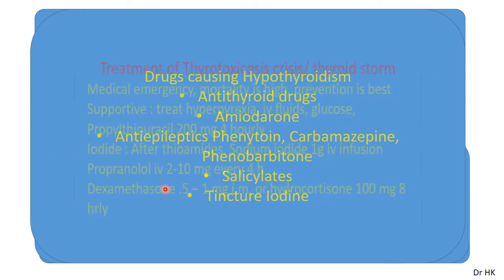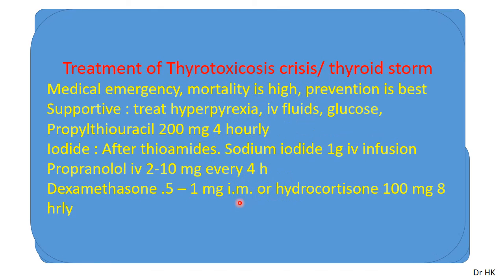Next important is the treatment of thyrotoxic crisis or thyroid storm. This is a medical emergency. Mortality is very high in this. So prevention is best. Supportive treatment is to be given, like there is hyperpyrexia because of the excessive hormones in the circulation. So treat hyperpyrexia with paracetamol, IV fluids, glucose.